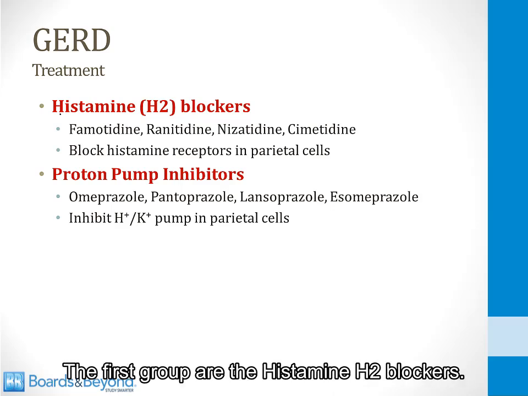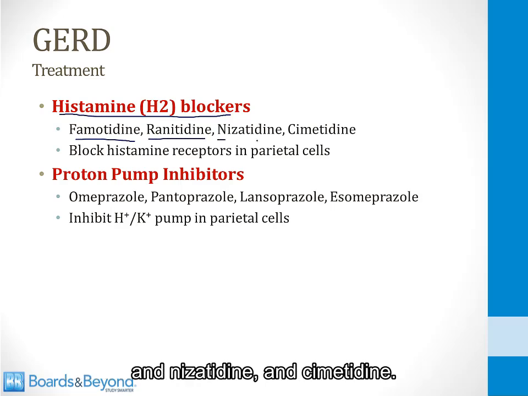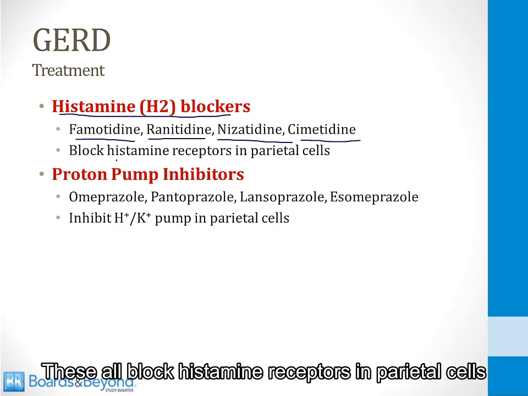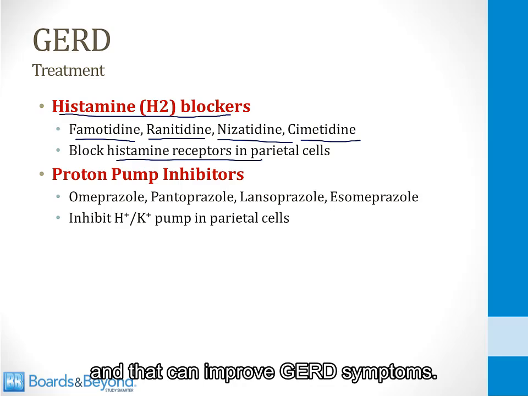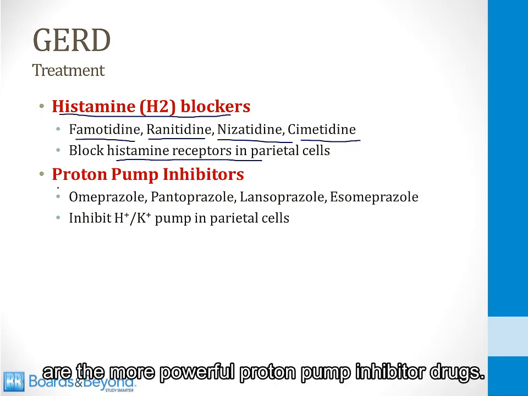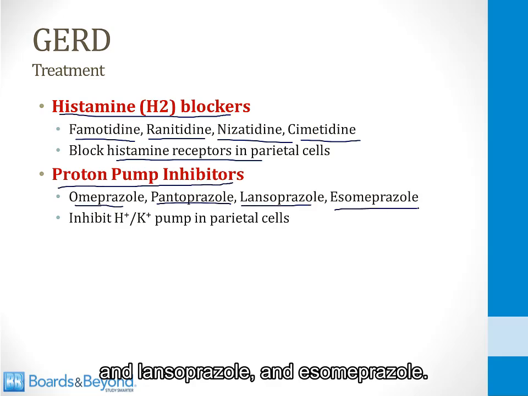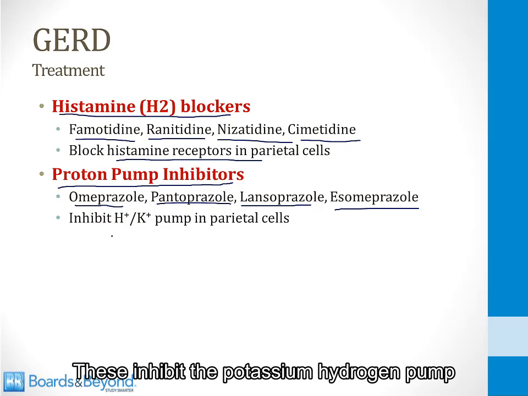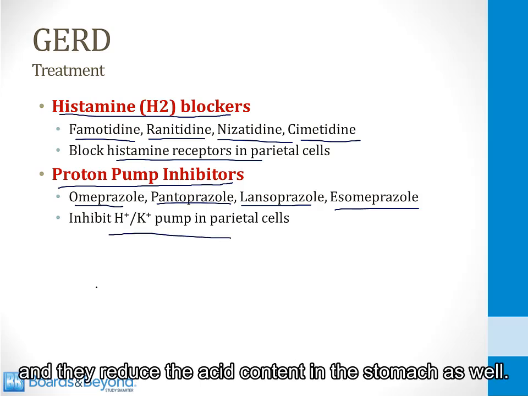The first group are the histamine H2 blockers. These are drugs like famotidine and ranitidine and nizatidine and cimetidine. These all block histamine receptors in parietal cells, which decreases the acid content of the stomach, and that can improve GERD symptoms. What's more commonly used in the modern era are the more powerful proton pump inhibitor drugs. These are drugs like omeprazole and pantoprazole and lansoprazole and esomeprazole. These inhibit the potassium-hydrogen pump in the parietal cells, and they reduce the acid content in the stomach as well.